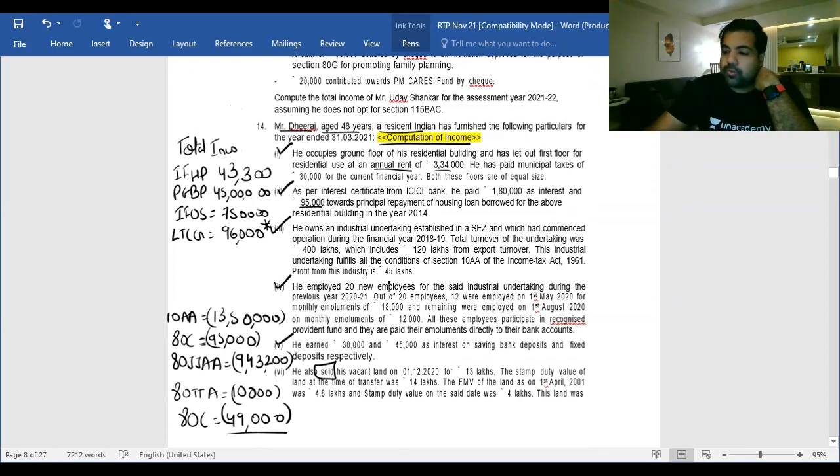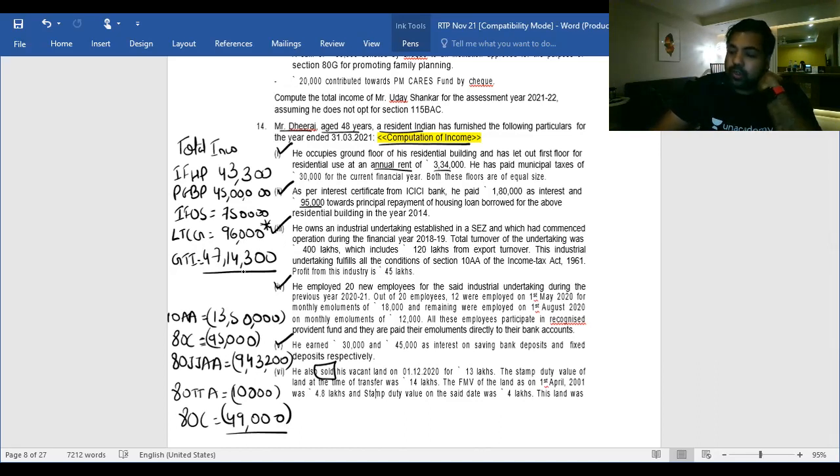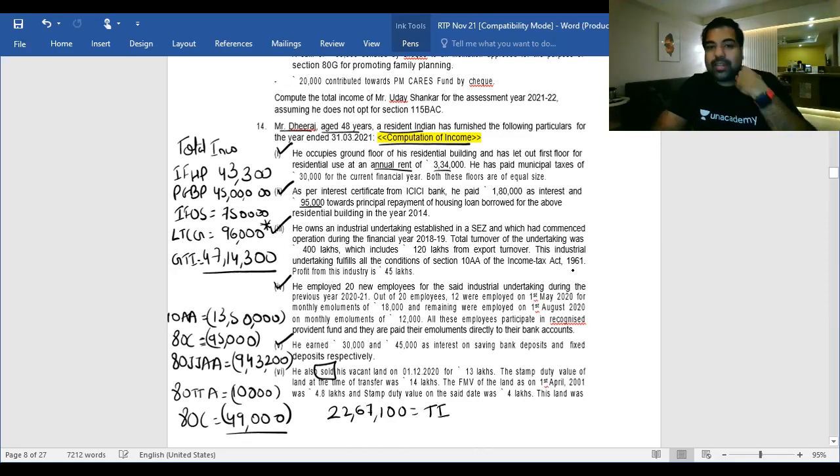43,300 plus 45 lakh plus 75,000 plus 96,000. That gives 47 lakh 14,300. That is your GTI. From this, you will minus 13 lakh 50,95,000, 9 lakh 43,200, 10,000, and 49,000. So you'll get 22 lakh 67,100. This is your total income on which you need to calculate tax.